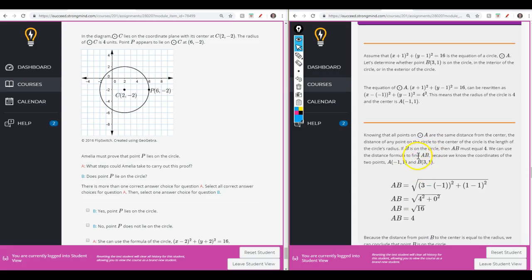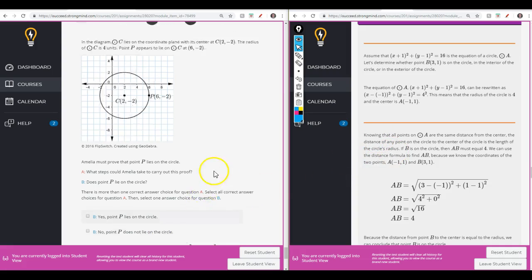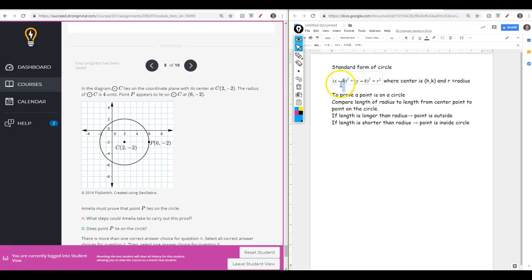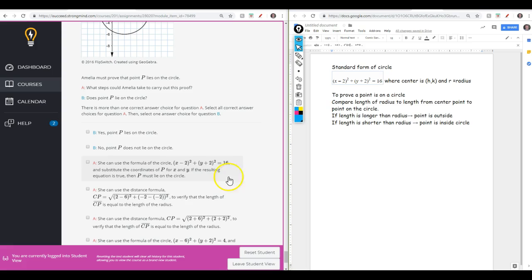So we could use the formula of a circle. We can create that. Since the center x coordinate is 2, h is 2. Since the center y coordinate is -2, it would end up being y plus 2. And the radius is 4 units, so 4 squared is 16. So that is the equation for our circle.